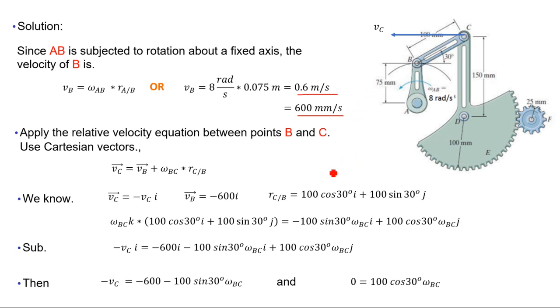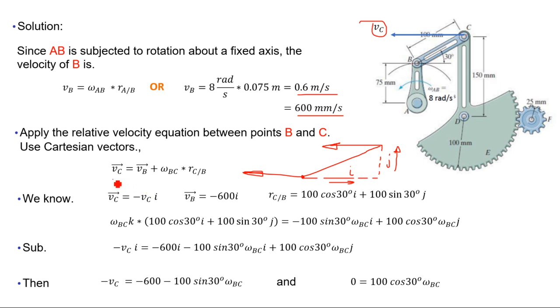Now we apply the relative velocity equation between the points B and C. The link is going to be like that. That's the point B with this velocity, and the point C also has the same velocity direction because we proved that already. Now that link is changed into two components: this is the I component, and this is the J component. The I component is equal to 100 millimeter multiplied by the cosine of 30, while the J component is equal to 100 millimeter multiplied by the sine of 30, both positive because it goes to the right and upward.